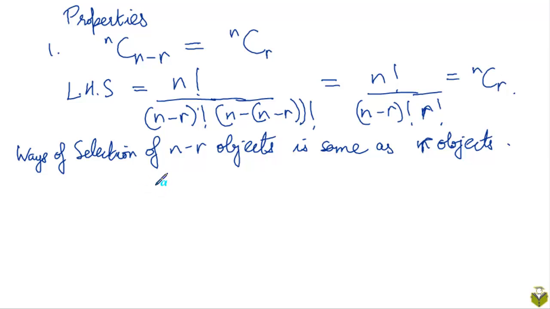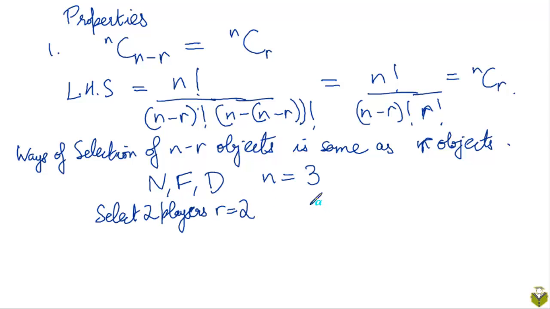The same example I looked at was the tennis players, where you had Nadal, Federer, and Djokovic again, right? And n is equal to 3 here. You have 3 objects, and I was selecting 2 players, right? So if I select 2 players, r is equal to 2, right? And what is n minus r? In this case, that is equal to 1, right? Because n equal to 3 and r equal to 2. So you have 1, selecting one object.